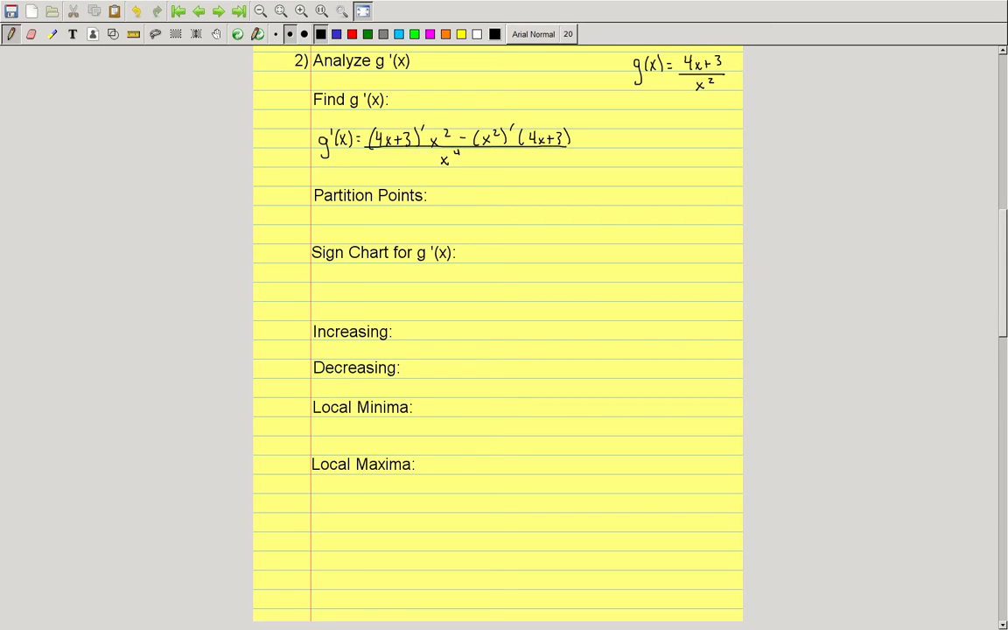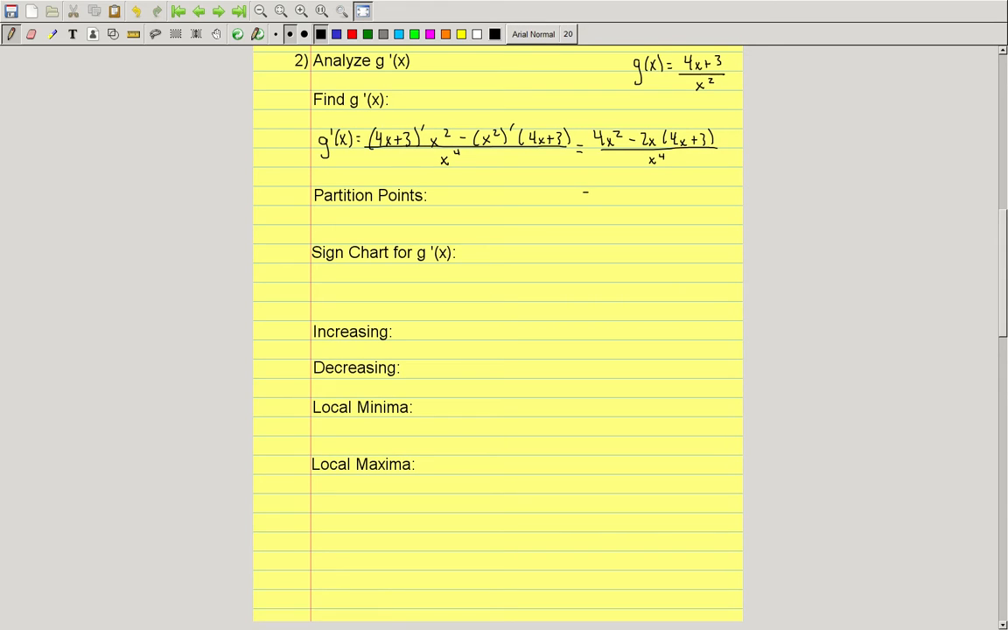So x squared becomes x to the 4th power. The derivative of 4x plus 3 is 4. If we multiply that times x squared, we have the derivative of x squared, which is 2x, and then we multiply that times 4x plus 3, all over x to the 4th power.